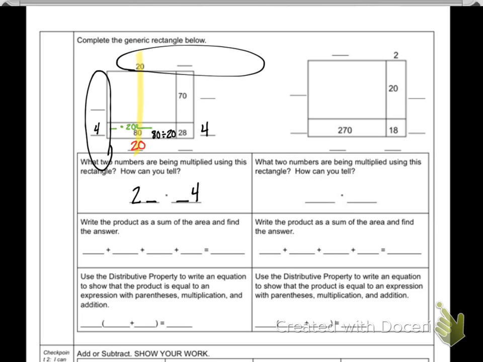Write the product as a sum of the area and find the answer. Remember, that means you're taking all of your products on the inside. Something plus 70 plus 80 plus 28. 3 of the values have already been given to you: 70, 80, and 28. Find the missing value and add them up. For the distributive property, make sure you check your warm-up today.